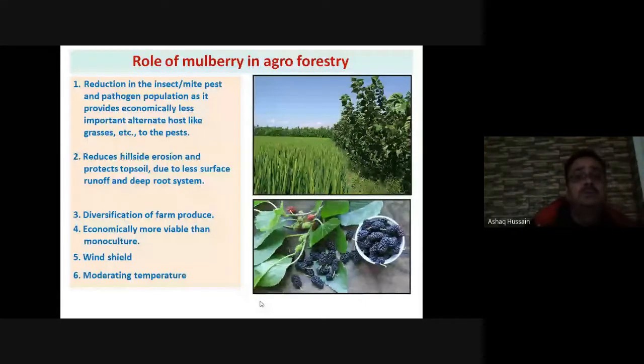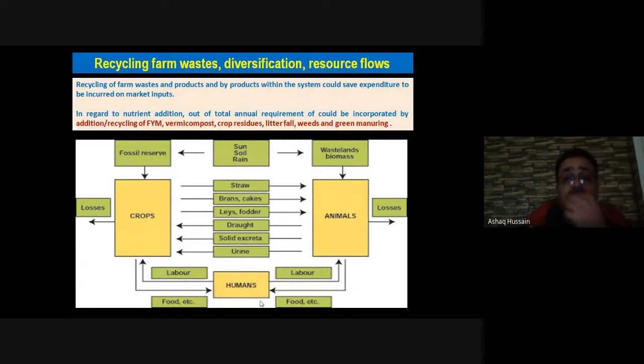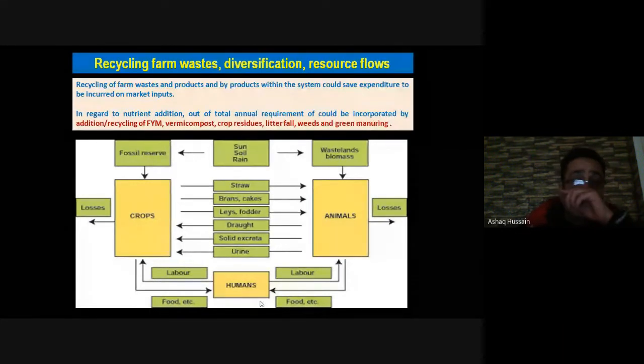So now overall, what are the benefits of recycling the farm wastes by diversification and depicting the resource flows in this diagram? When we integrate an animal component with our crop production, then what happens? We generate a lot of wastes from the animals. Then that animal waste is further processed to produce manure. Some of it may be lost due to these decomposition processes.